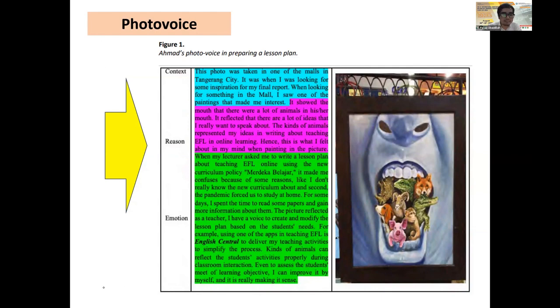The context here is this photo was taken in one of the malls in Tangerang City. It was when I was looking for some inspiration for my final report. When looking for something in the mall, I saw one of the paintings that made me interested. It showed the mouth that there were a lot of animals in his or her mouth. It reflected that there are a lot of ideas that I really want to speak about. The kinds of animals represented my ideas in writing about teaching EFL in online learning. Hence, this is what I felt about in my mind when painting in the picture.